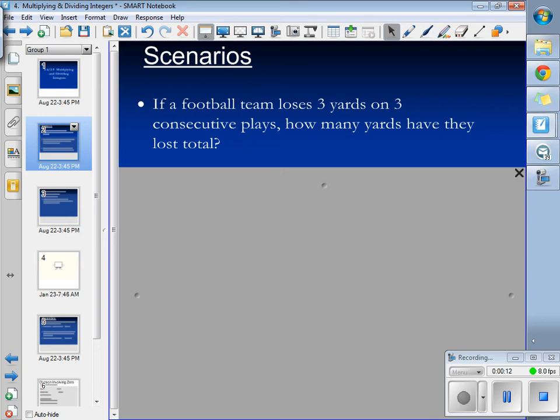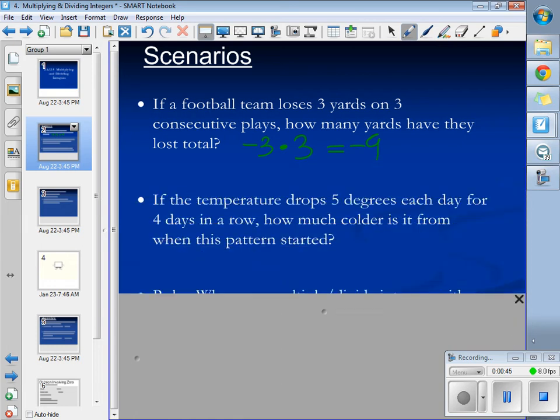Scenarios. If a football team loses 3 yards on 3 consecutive plays, how many yards have they lost total? So if you think about that, losing 3 yards would be represented as -3. And you're doing this 3 times, so you would have lost 9 yards. So you'd be back 9 yards or -9 yards.